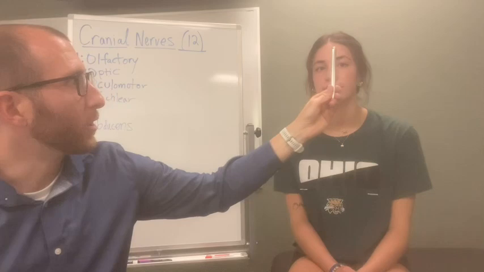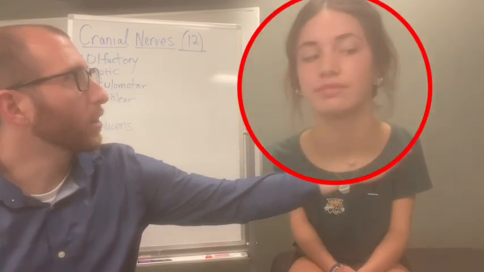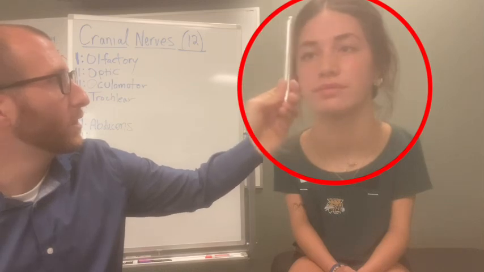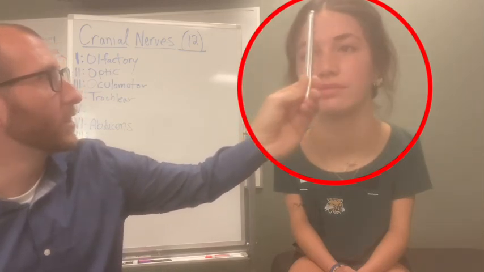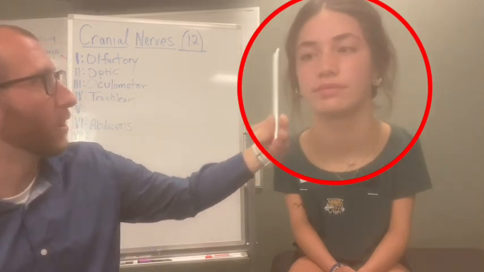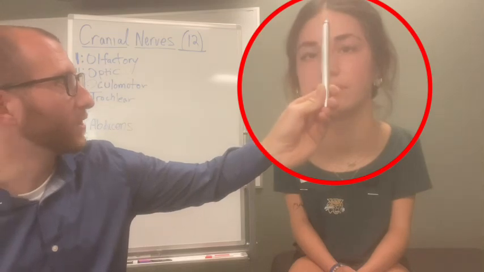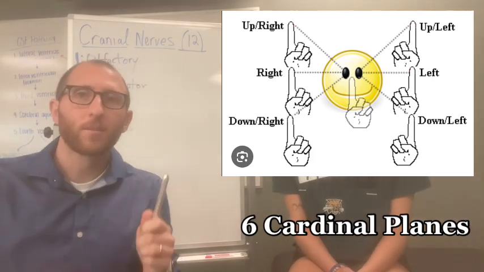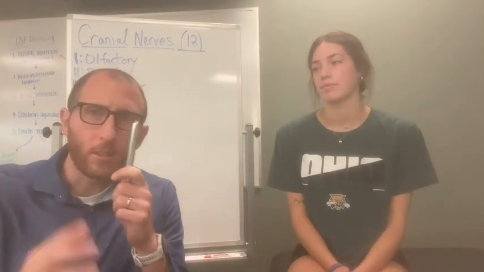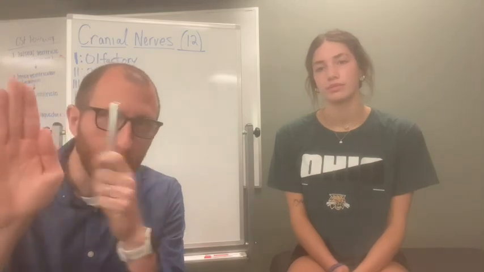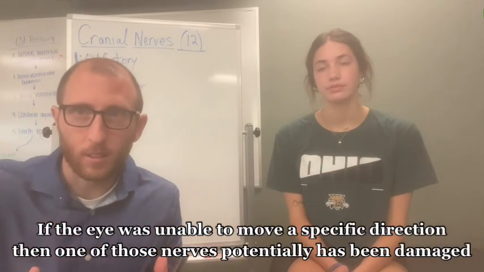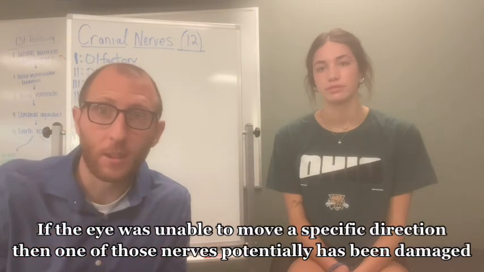I'm going through what are called the 6 cardinal planes, and watching to see Olivia's eyes follow the pen. The last one we call convergence, or bringing it straight to the middle. So if the patient was unable to, let's say, move their eye this direction when you move the pen this direction, one of those muscles might have some nerve damage to it.